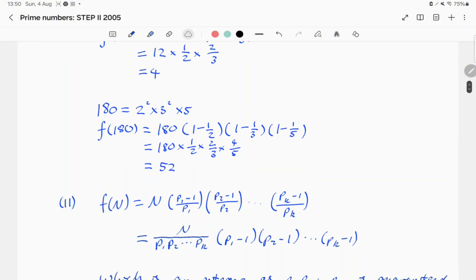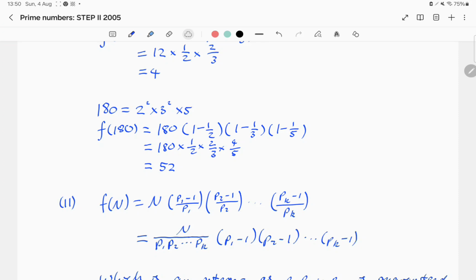Now, we'll do 180. This is 2 squared times 3 squared times 5. So 2, 3, and 5 are its only prime number factors. f(180) is therefore 180 times (1 minus 1/2) times (1 minus 1/3) times (1 minus 1/5), which is 48.